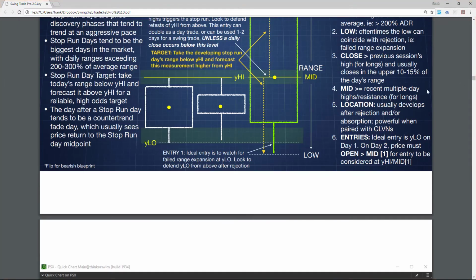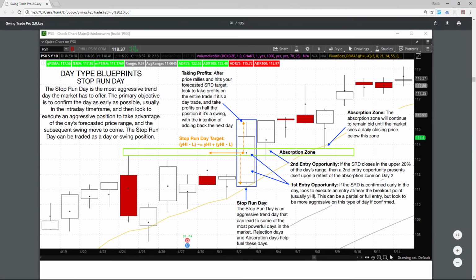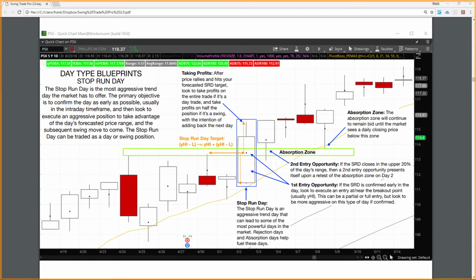Here is an example in Phillips 66. So this is a great stop run day right here. Again, it perfectly illustrates the exact same points that we talk about. In this case, price broke through not just the previous high, but multiple day highs. 1, 2, 3, 4, 5, 6 day highs here and more. But up here, these were the highs that price was taking out.